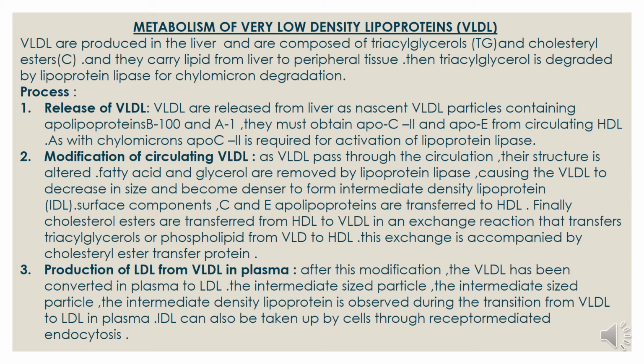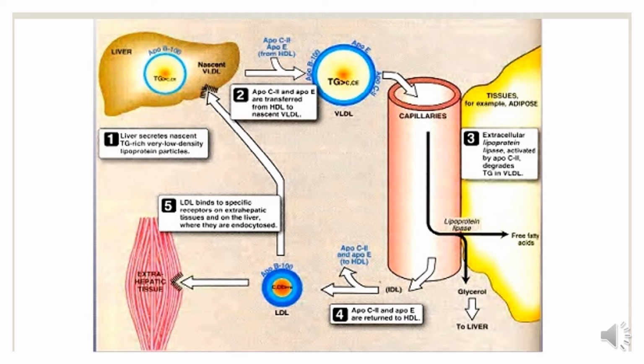Production of LDL from VLDL in plasma. After this modification, the VLDL has been converted in the plasma to LDL, through an intermediate size particle. The intermediate density lipoprotein, IDL, is observed during the transition of VLDL to LDL in plasma. IDL can also be taken up by the cell through receptor mediated endocytosis. This is the structure, you can go through it. It is in very easy language.